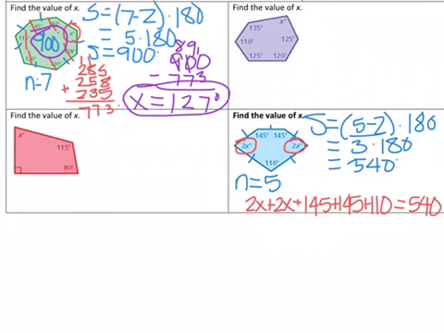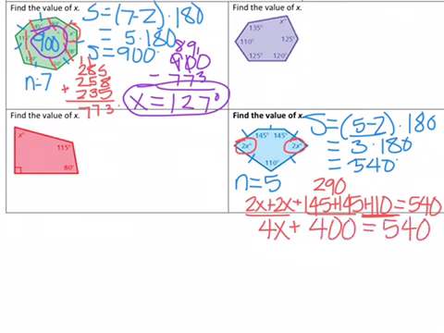Now we need to combine our like terms so that we can have a better knowing of what we need to do. So 2x plus 2x, that's 4 x's. Okay, 145 plus 145, these two create 290, and then I add 110 to that, so that becomes 400, and it's equal to 540 degrees. So all I did is combine all of my like terms. Now it looks like a little simpler multi-step equation.